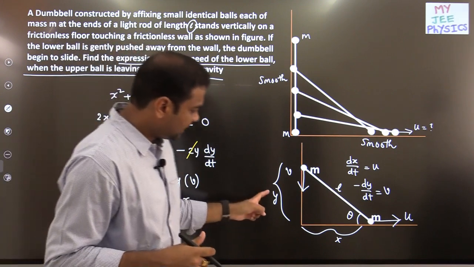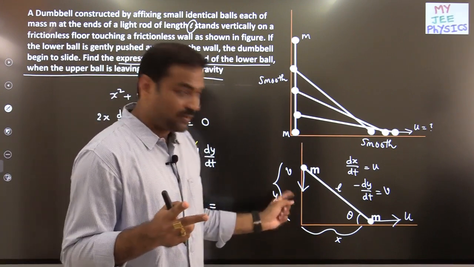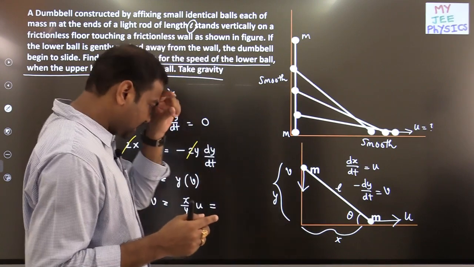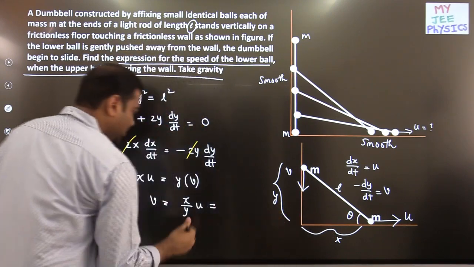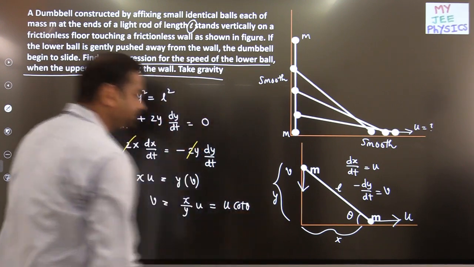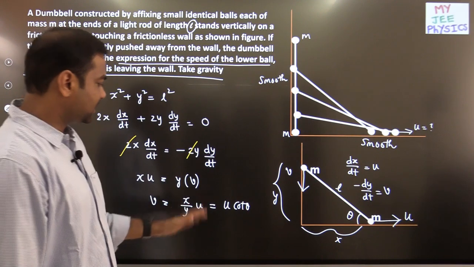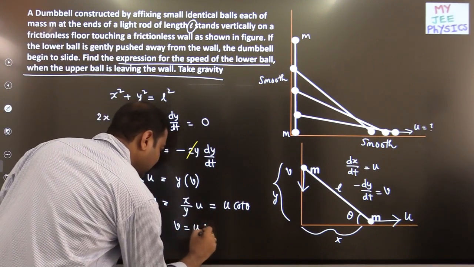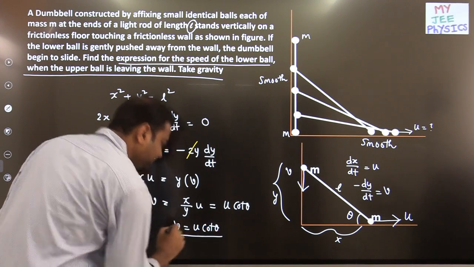So here x and y, two variables, are there. Now I want to convert the two variables into one variable, that is theta. Then I can write x by y is nothing but cot theta. So I will write v is equal to u cot theta. So I got a simple relation, v is equal to u cot theta. I am going to use this.